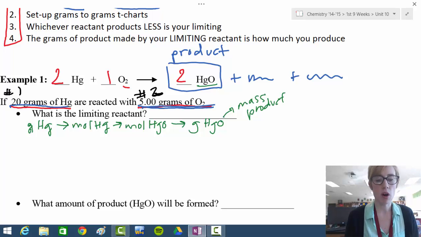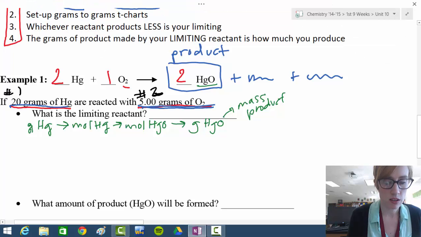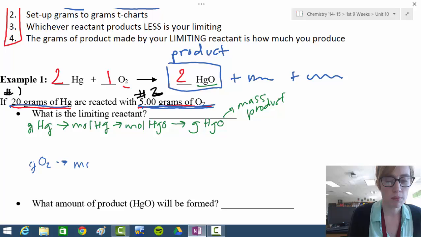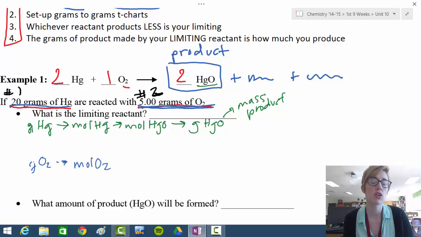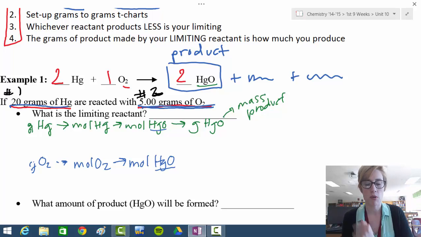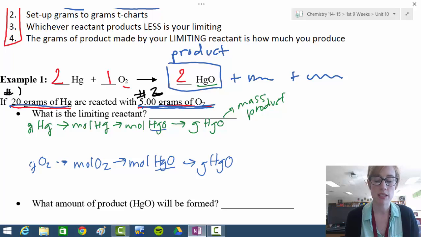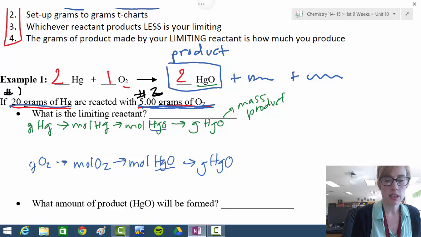We're going to do the same problem down here for oxygen. So I'm going to set that up down here. Instead of grams of mercury, we're going to start off in grams of oxygen, or O2. Then we can convert to moles of O2, because remember, whenever you're in grams, you want to convert to moles. Then from moles of O2, we can go to moles of our product. And remember, this is the same product. You always have to go to your same product. And then from moles of mercury oxide, we can go to grams of mercury oxide, which is, again, the mass of our product. So let's go ahead and set those up.